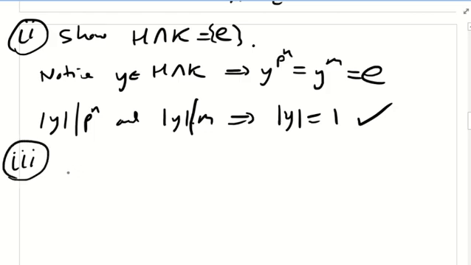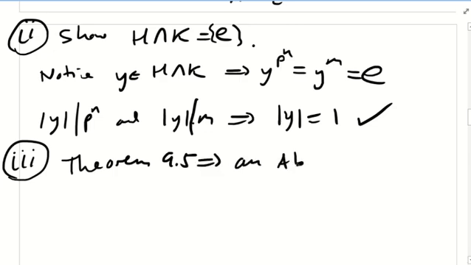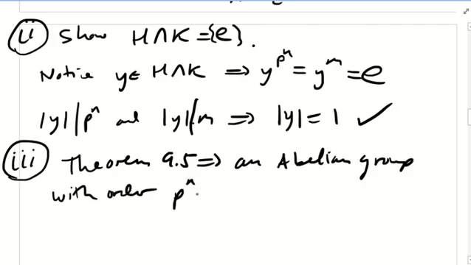And here's the moreover part. Notice that Theorem 9.5 implies that any abelian group with order a prime power times m must contain an element of order p.